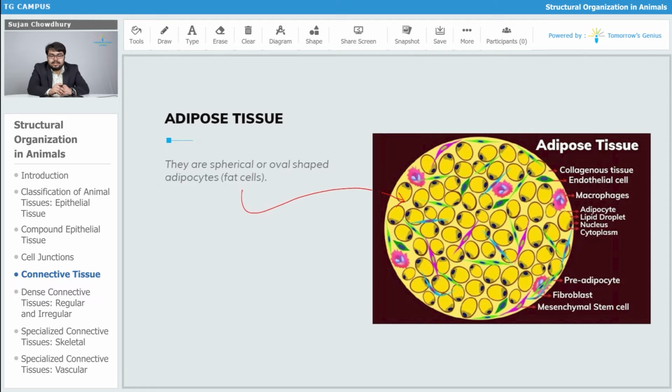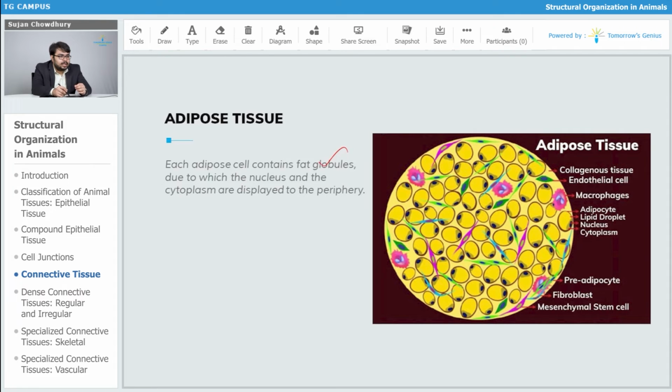the outermost epithelial tissue. Each adipose cell contains fat globules. Yes, it is because of the fat globules that the adipocytes have a larger protoplasmic volume and they can help in the cushioning activity, due to which the nucleus and cytoplasm are displaced to the periphery. So, nucleus and cytoplasm are going to be observed at the peripheral region, whereas the inner central part is occupied by nothing but the fat globules.